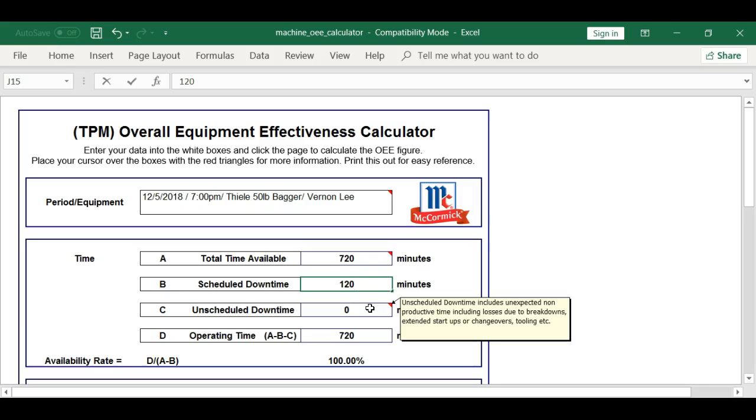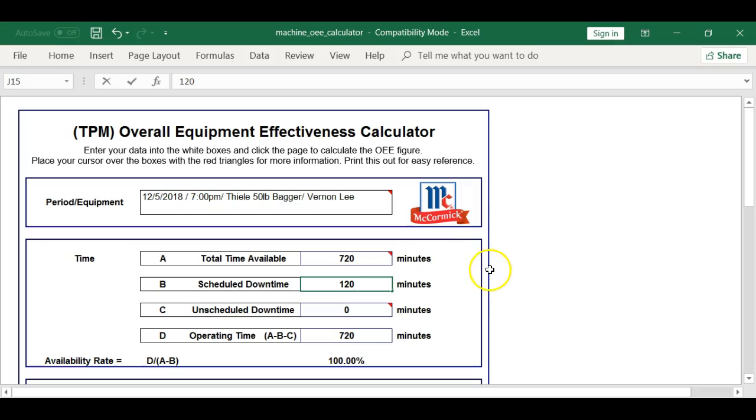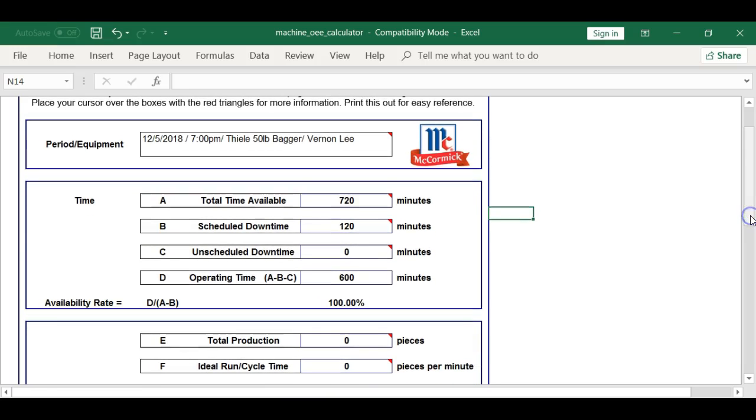We're going to stay with 0 on unscheduled downtime. Sometimes you may have a little problem where something happened, but we plan on running everything that we should. So let's stick with that. It gives us, in column D, an operating time of 600 minutes. It's showing us right here that the machine has been available for 100% of the time.